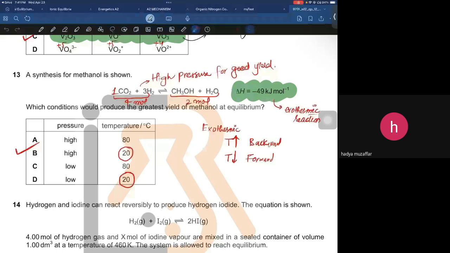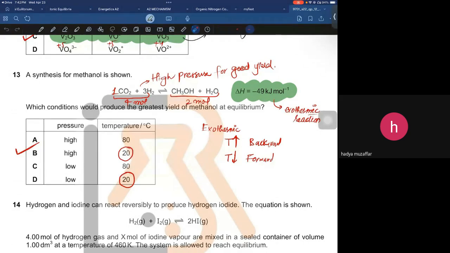The reaction would move in the forward direction. So high pressure. When you increase the pressure, because you have more moles of reactant and fewer moles of product, the reaction will move from higher to lower, meaning in the forward direction. So we have two options, A and B. And since the reaction is exothermic, the lower temperature will favor the reaction. It would shift equilibrium to the right.